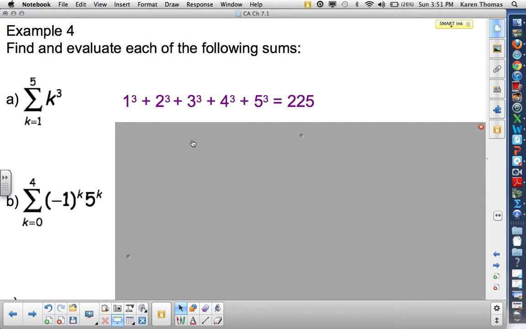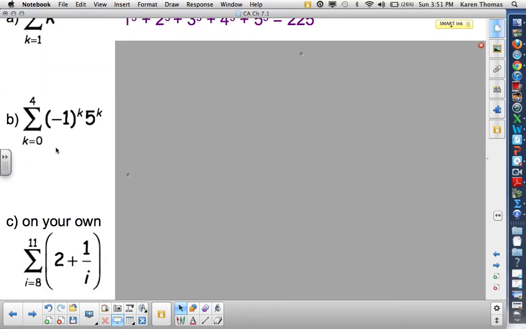Our next example, we have an alternating sequence here. You can tell that because of that -1 to the k, where k is our index variable. But note the difference here. We're not starting at 1 this time, we're starting at 0. So I'll start at 0 and I stop when I get to 4.